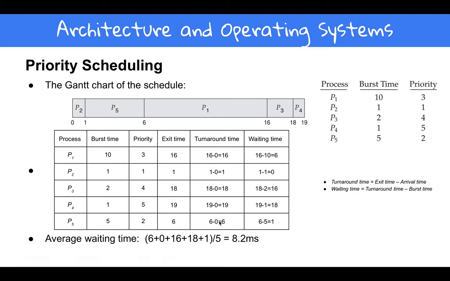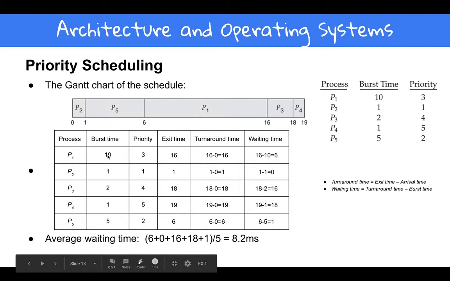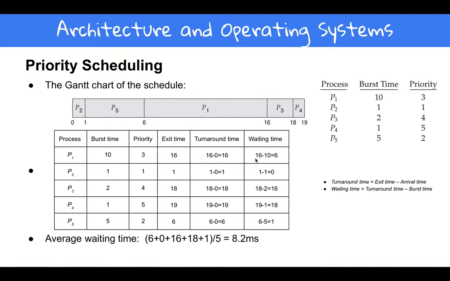Waiting time is the turnaround time minus the burst time. You subtract these two columns. 16 minus 10, 6. 1 minus 1, 0. And the rest, 16, 18, and 1.